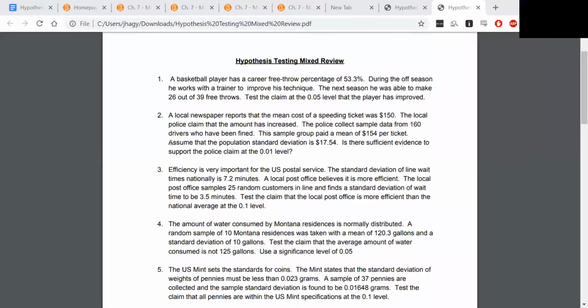Moving on. Question 2. A local newspaper reports that the mean cost of a speeding ticket was $150. The local police claim that amount has increased. The police collect sample data from 160 drivers who have been fined. The sample group paid a mean of $154 per ticket. Assume the population standard deviation is $17.54. Is there sufficient evidence to support the police claim?